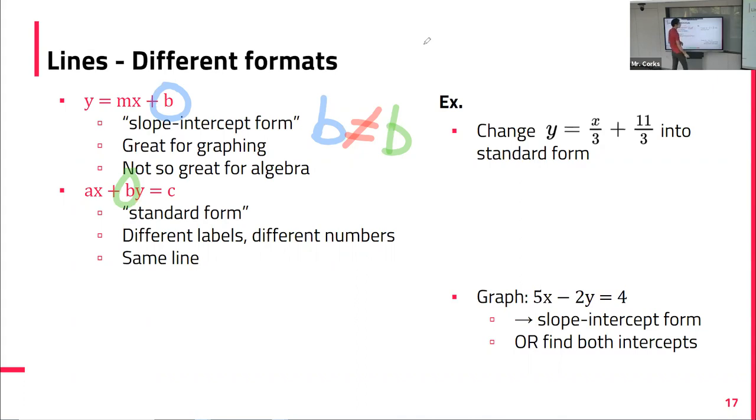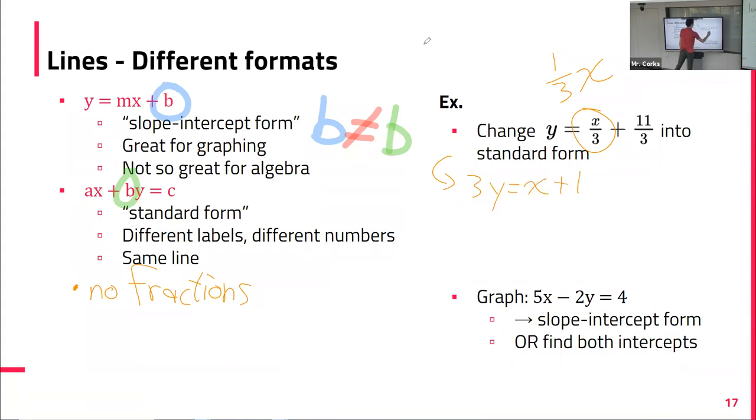Let's change this into standard form. First here, what is the slope of this line? This is 1 over 3x. That's exactly what that's representing. So slope is 1 over 3. So if we change this into standard form, okay, so get rid of the fraction. Step number 1 for standard form is usually whole numbers only by convention. So no fractions. So multiply everything by 3. 3y equals x plus 11.